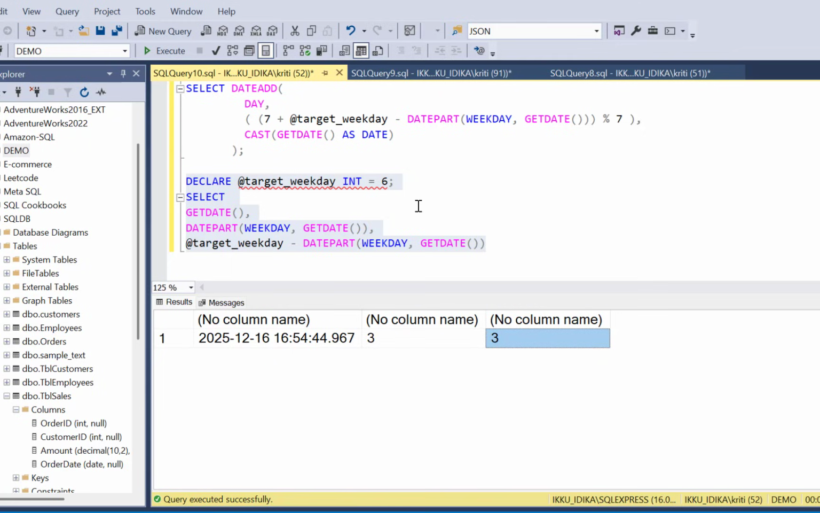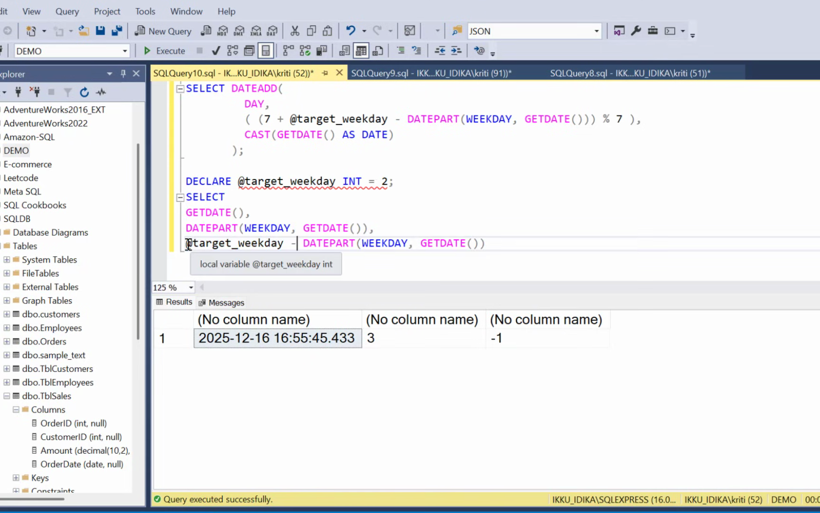But what if we wanted to identify the next Monday? So let's change this here to 2, which represents a Monday. Execute this part of the SQL again, and the output now is -1, which is essentially telling us that the previous Monday was 1 day before today.